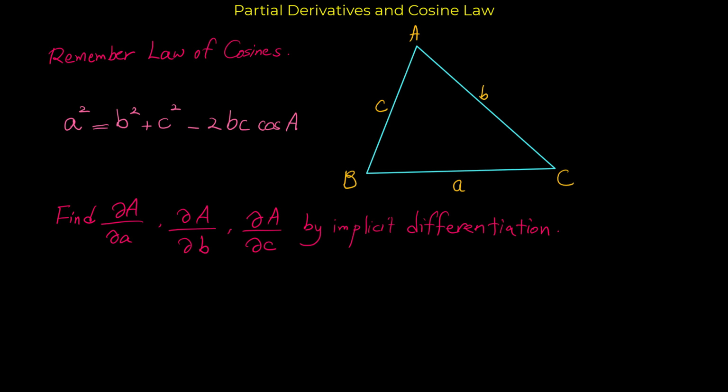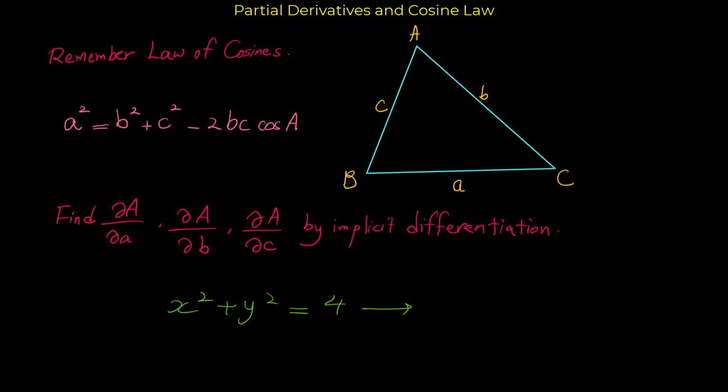Because this is an implicit relation, as you can see, a, b, c and A are mixed together, we have to use implicit differentiation to find these partial derivatives. Let me remind you a little about implicit differentiation. Suppose we have this simple relation. This is an implicit relation because x and y, as you can see, are combined together.